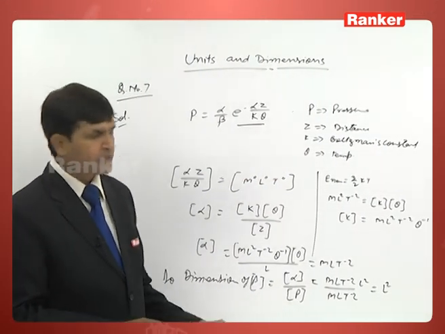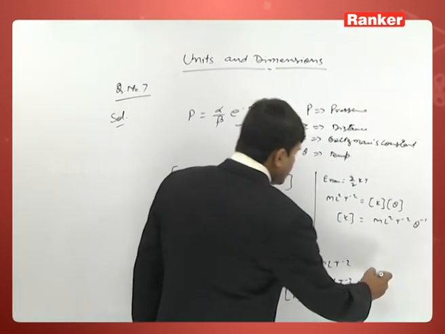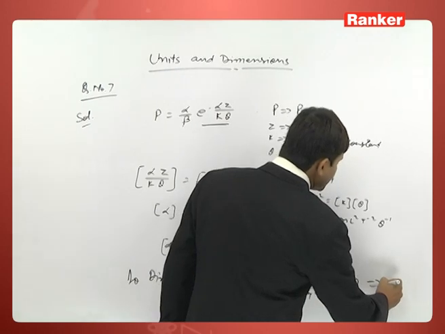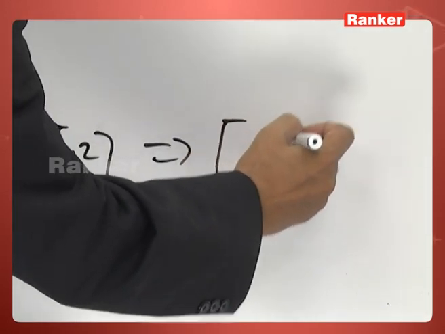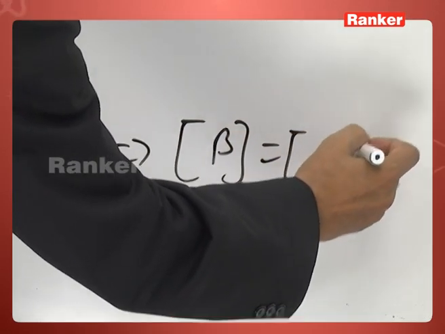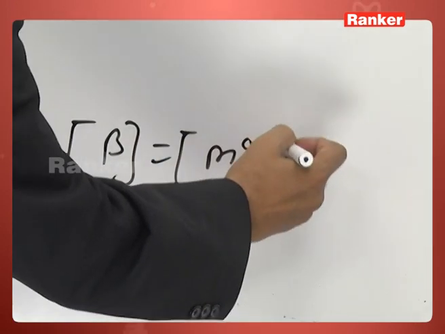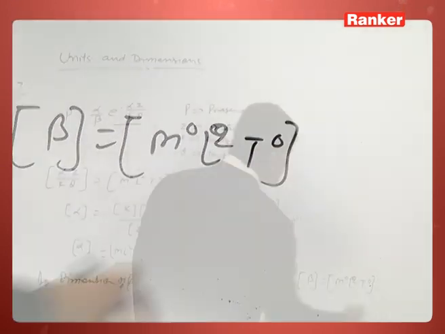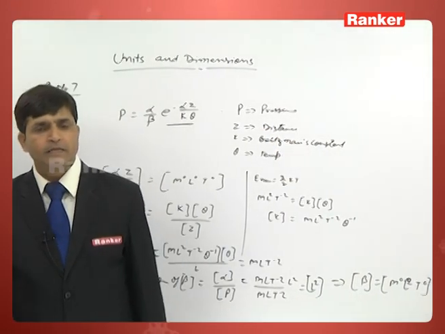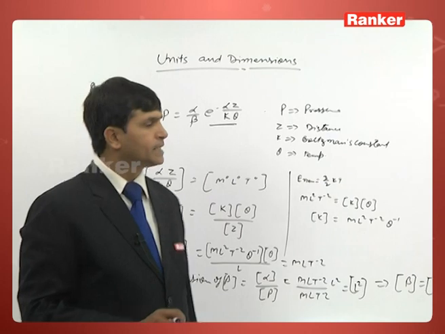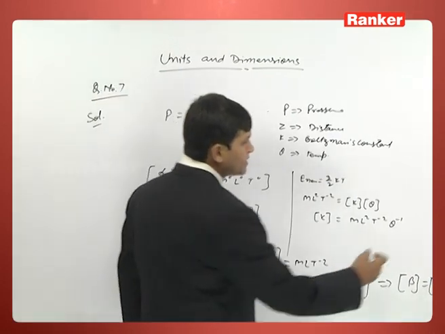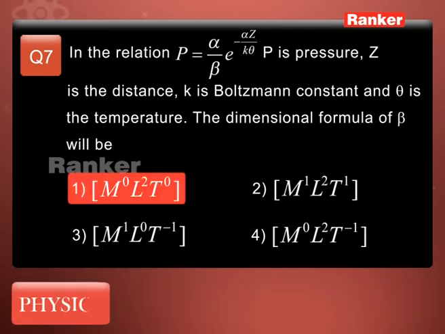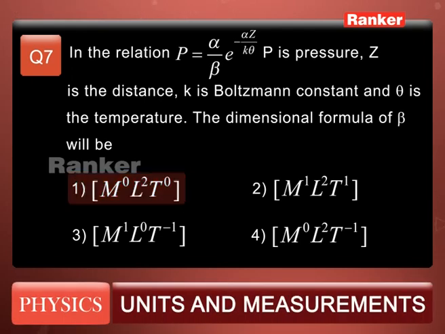So as per our given options, the dimension of beta is L square. So we can say the dimension of beta is M to the power 0, L square and T0. So as per the given options, option number 1 is the correct option. Hence our answer is answer number 1, and the first option is the correct option.